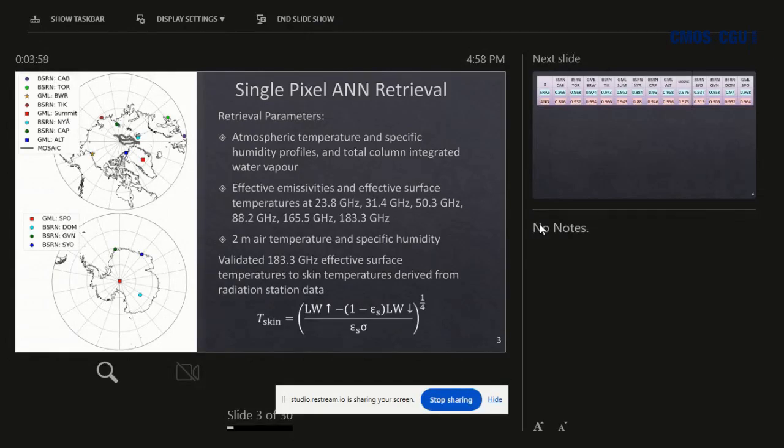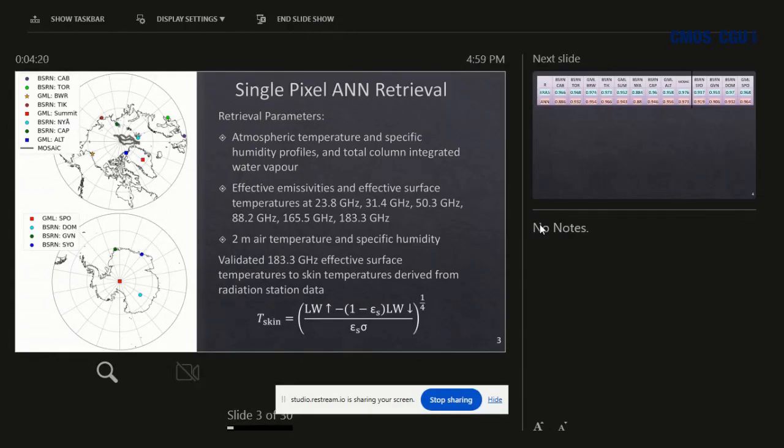And then I'm also making an attempt at retrieving the 2-meter air temperature and specific humidity. The channels aren't really sensitive to 2 meters above the surface, but there's a lot of measurements for those values, so they're easy to validate. And the information is stored within the temperature profiles and the surface parameters. It's like interpolated in between.